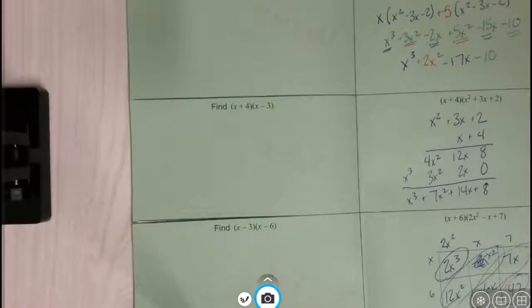And again, when it says multiply using this method or multiply using that method, I don't care. Your goal is to be comfortable multiplying polynomials together. So pick the method that works best for you and go with that. And let me know whenever you get stuck or have questions.